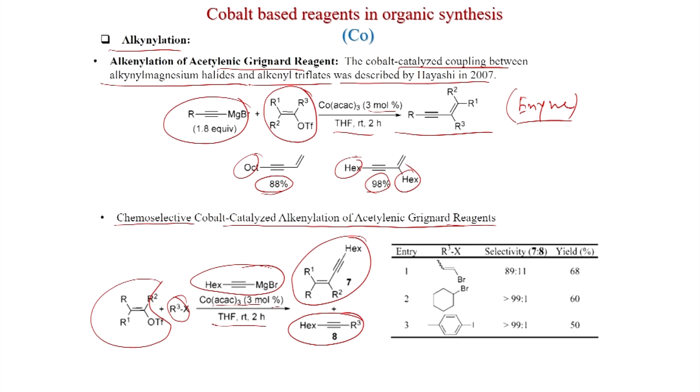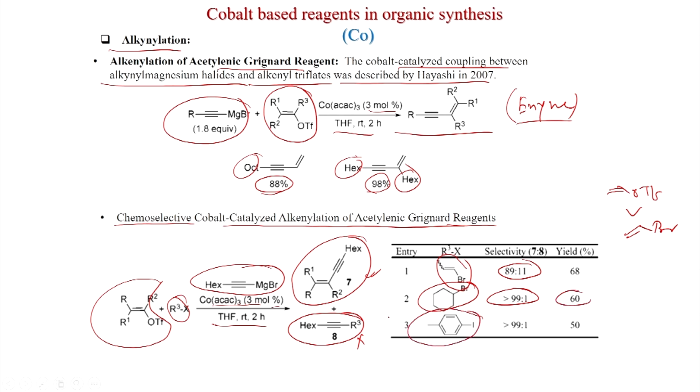So, R3X, when it is vinyl bromide, you get 89:11. That means vinyl triflate is much more reactive than vinyl bromide. Now, if you use cyclohexyl bromide, of course, you get greater than 99:1. So, this is forming, this is not forming, and this is 60%.